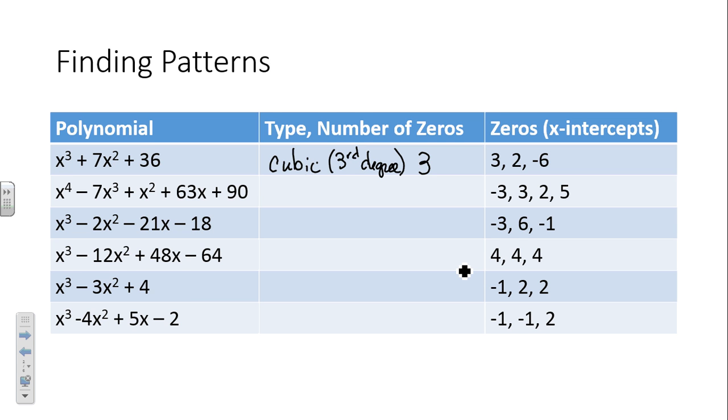What kind of a polynomial is this? A quartic. Quartic, also known as a fourth degree polynomial. How many zeros does it have? 4. Okay, how about the next one? Cubic. How many zeros does it have? 3. How about the next one? Cubic again. How many zeros?